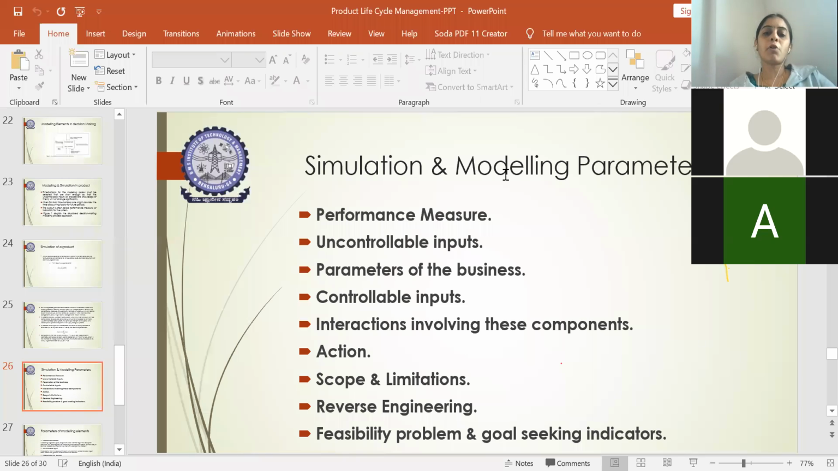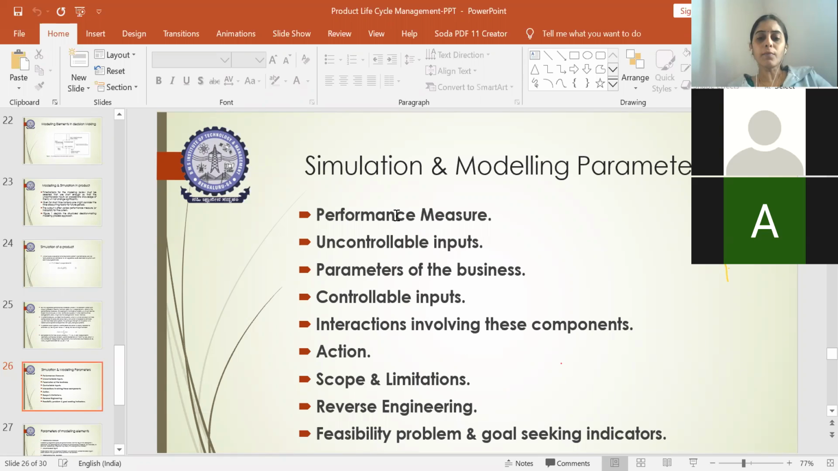The simulation and modeling parameters help in identifying the uncontrollable inputs, and also the parameters of the business associated with it. Those business parameters can be identified using this simulation and modeling. Along with that, the controllable inputs of a particular part or product will also be evaluated using these parameters, and then the interactions involving these components.